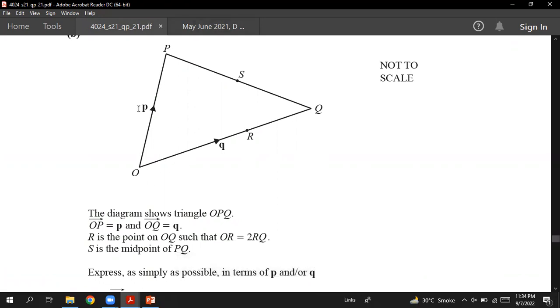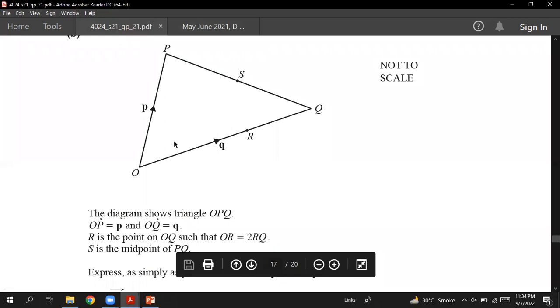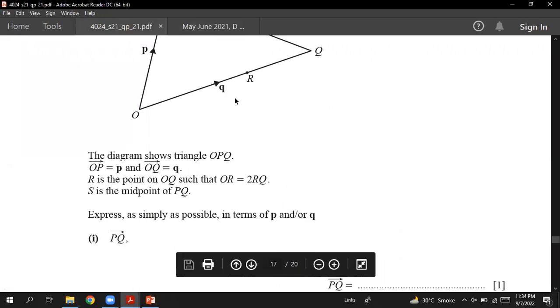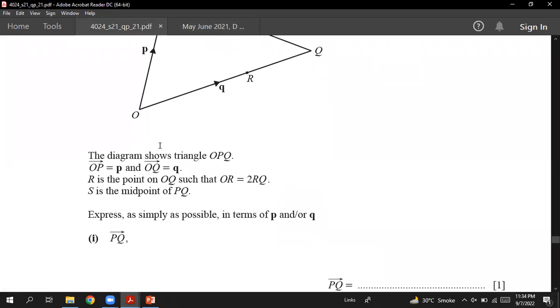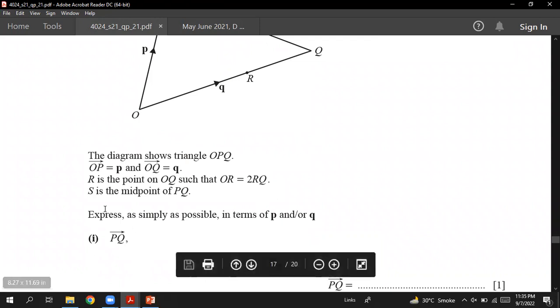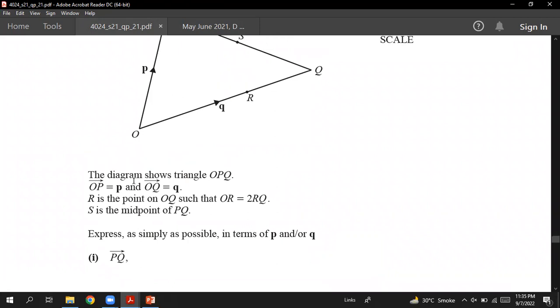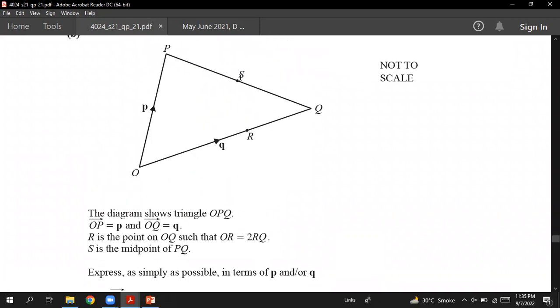And where OP is represented with the capital P and OQ is represented with the small q. And he says R is the point on OQ such that OR equals 2 times RQ. So this portion is 2 and this portion is 1. The total portion is 3 in the ratio. So S is the midpoint of PQ. This is the midpoint of PQ.